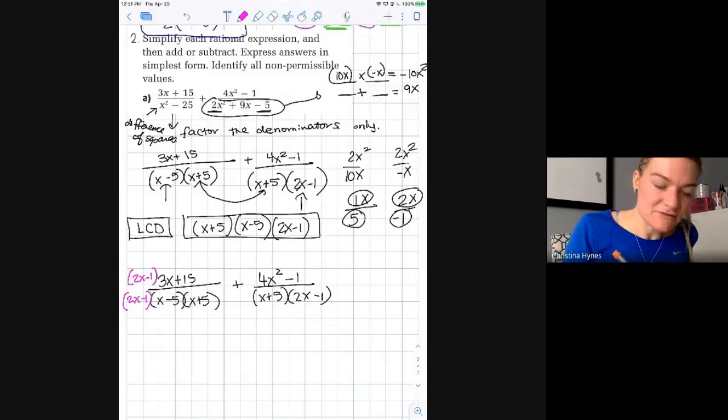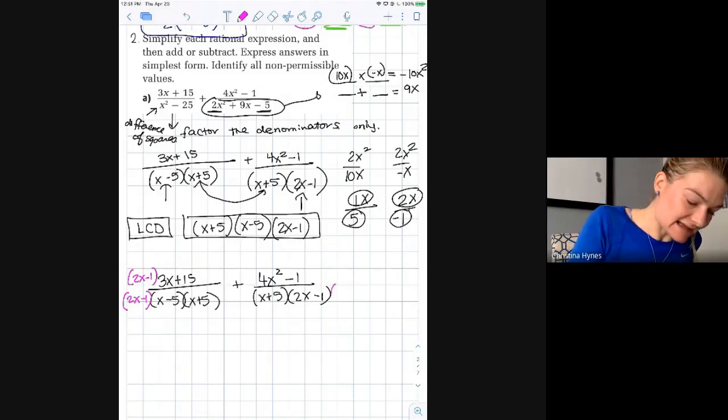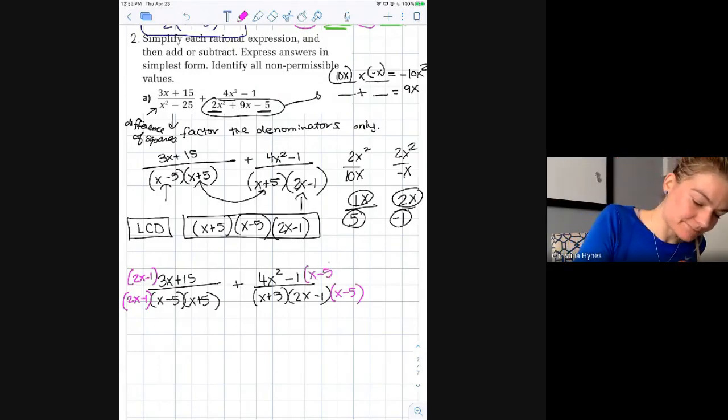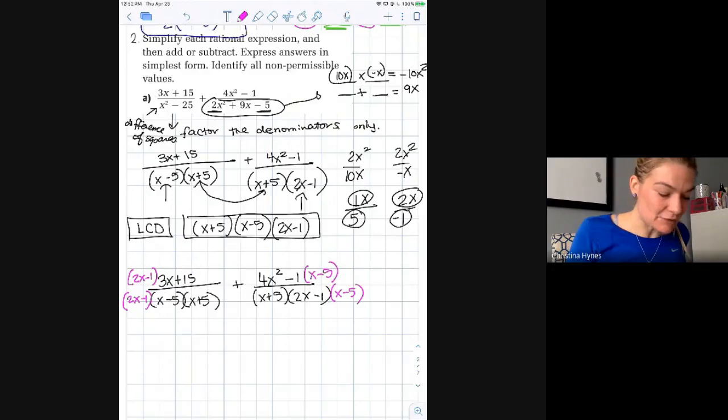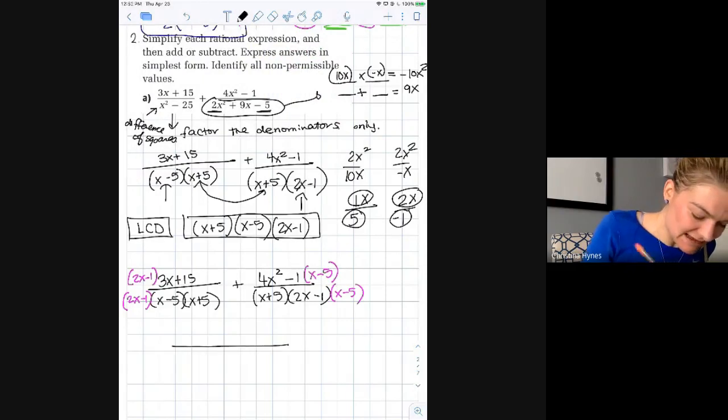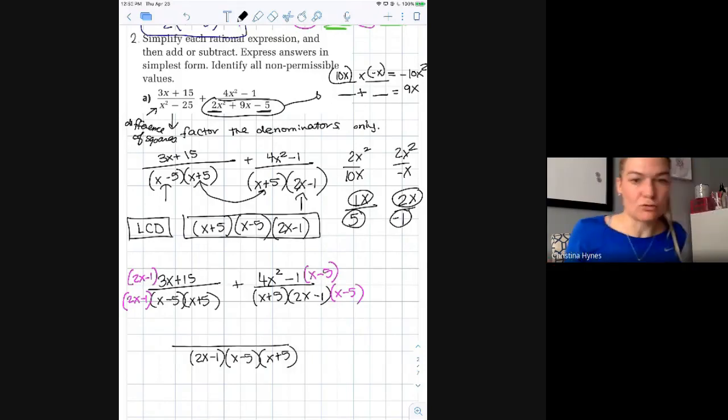Now we look at the second fraction. It's missing the x minus 5 for it to look like that lowest common denominator. What I do to the bottom, I do to the top. The reason I do that is now they have the same denominators, and I can write it as one common denominator. So all of this is going to be one common denominator of 2x minus 1 that they share, x minus 5, and x plus 5. So we're getting that common denominator so that they share it.